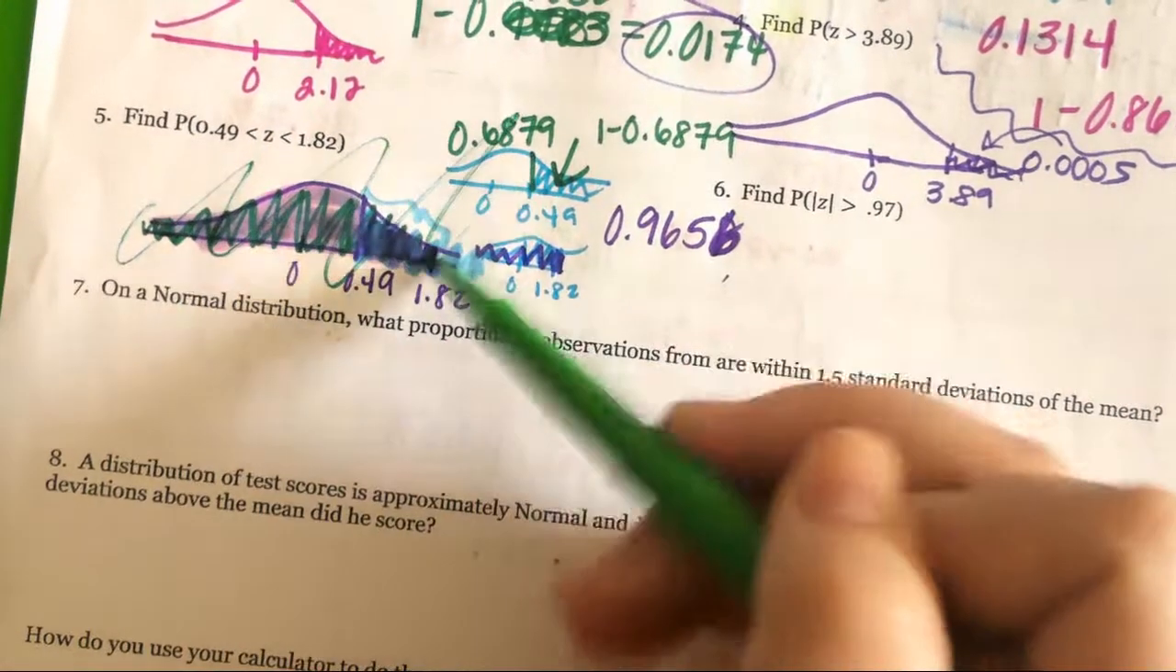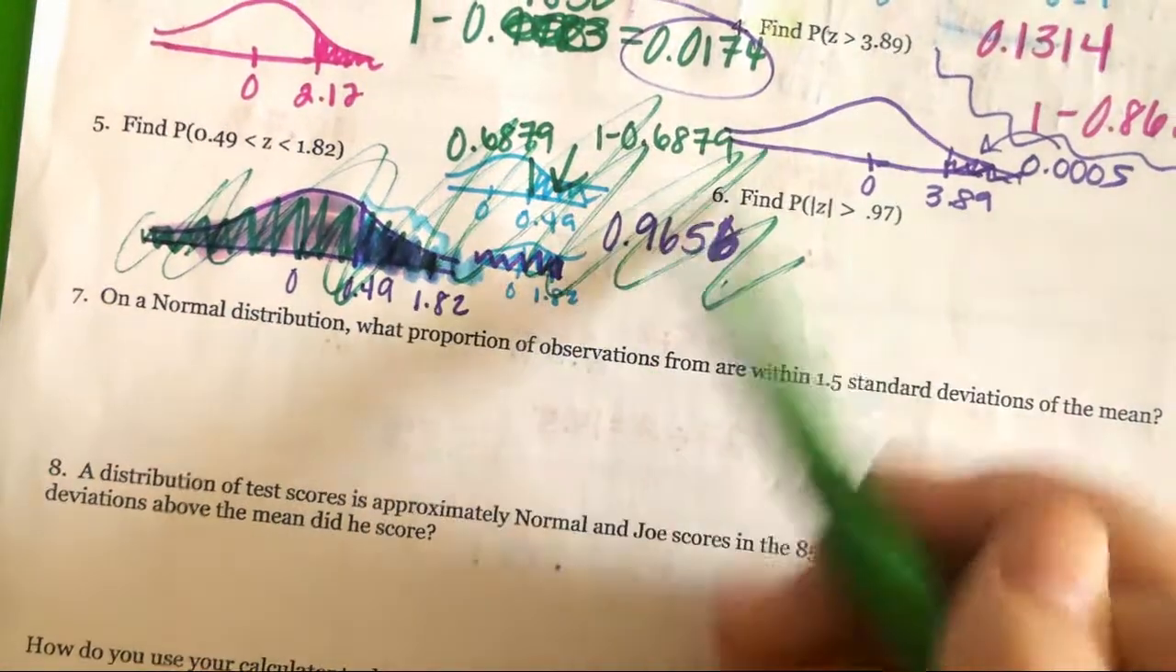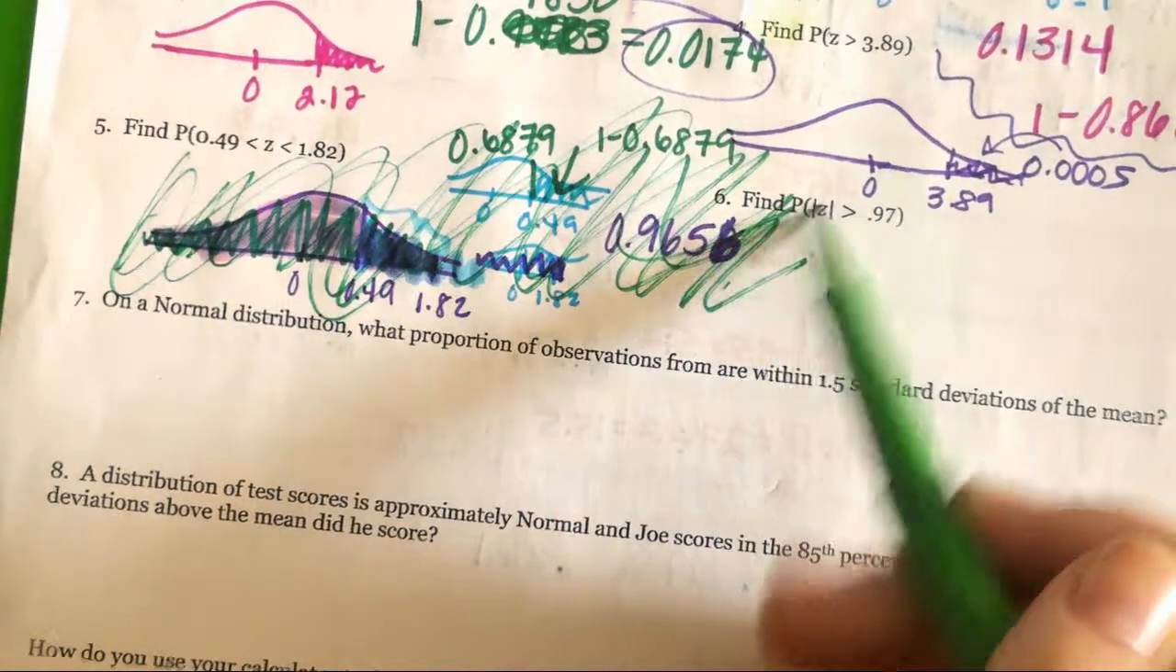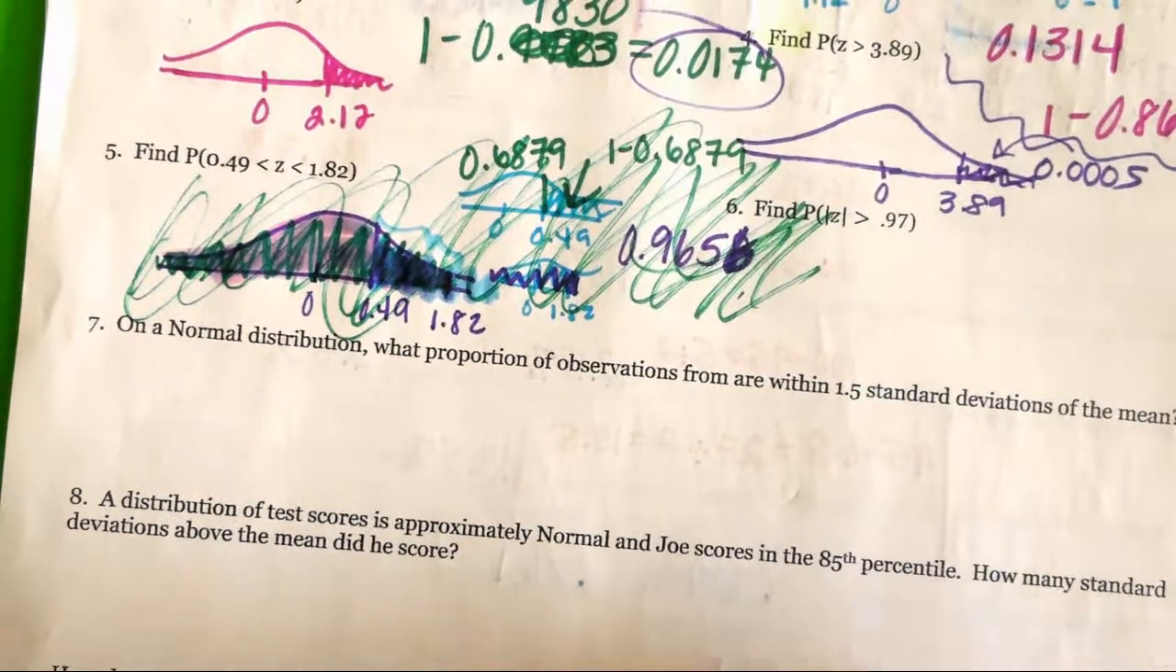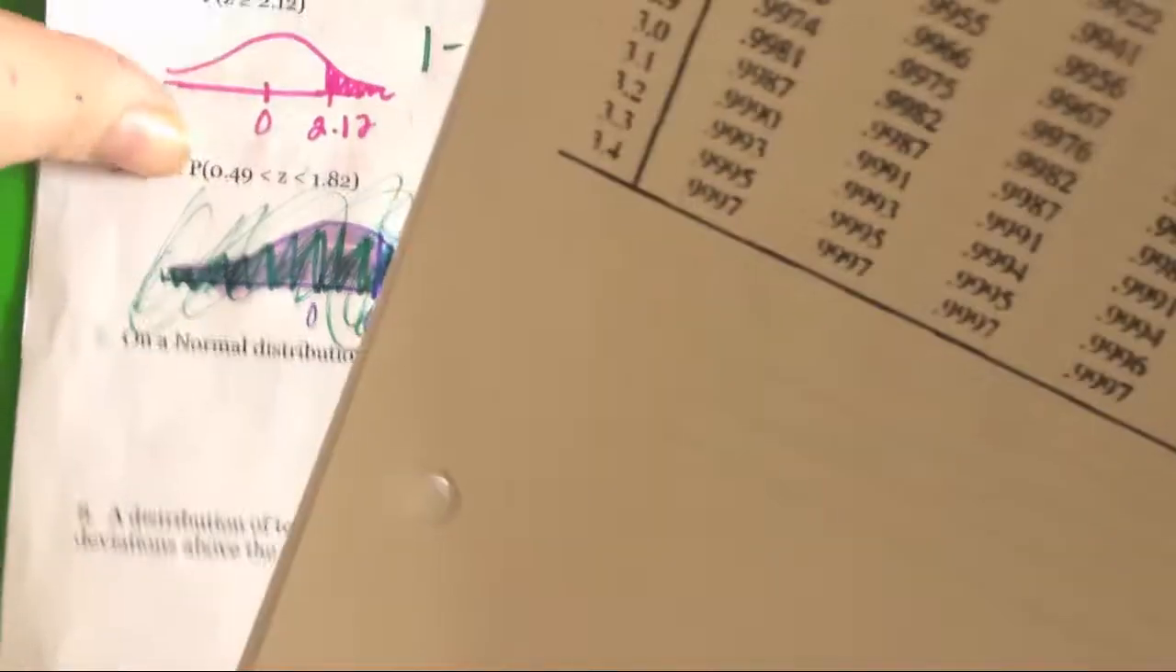Too much going on in the one picture. 0.3121. Too much going on in the one picture. That didn't help. I need some whiteout.